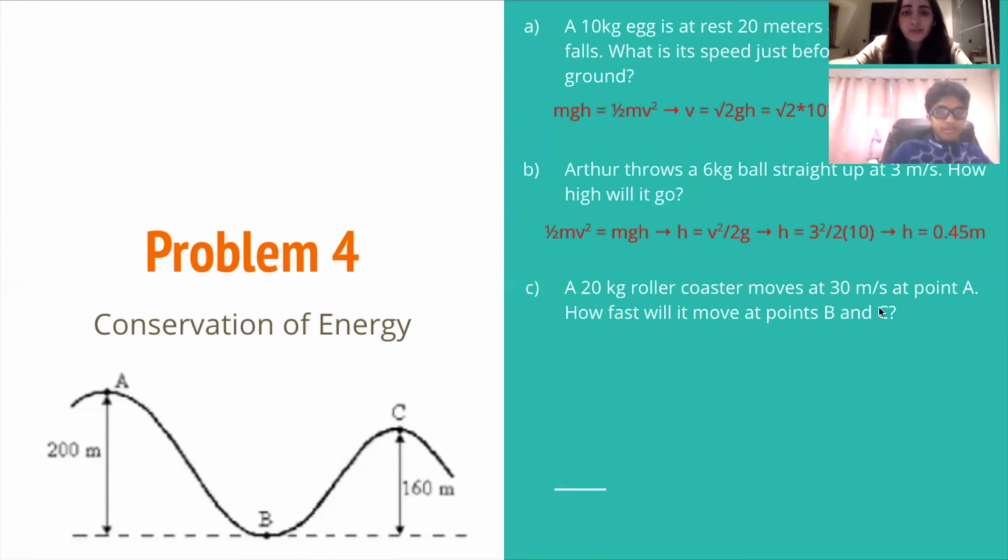And our last problem. A 20-kilogram roller coaster moves at 30 meters per second at point A, which is this image right here. How fast will it be moving at points B and C? So give that another shot and we'll get back.